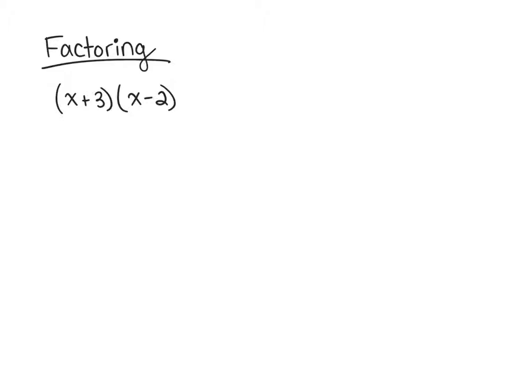That's where we took two brackets with a binomial in each of them, and we expanded them to get rid of the brackets. That was our goal. So we started with this guy, and we multiplied everything in the second bracket by that guy. So we ended up with x squared minus 2x, and then we moved on to the next term, and we multiplied everything in the second bracket by that term. So we got 3x minus 6, and then we collected our like terms, which gave us x squared plus x minus 6.